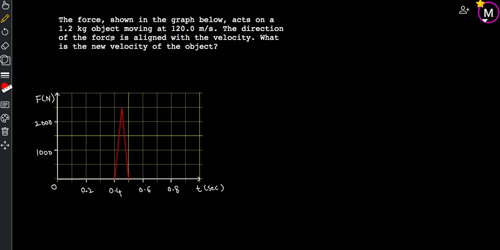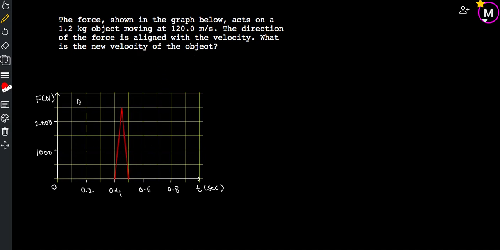Let us solve this problem today. The force shown in the graph below acts on a 1.2 kilogram object moving at 120 meters per second. The direction of the force is aligned with the velocity. What is the new velocity of the object?